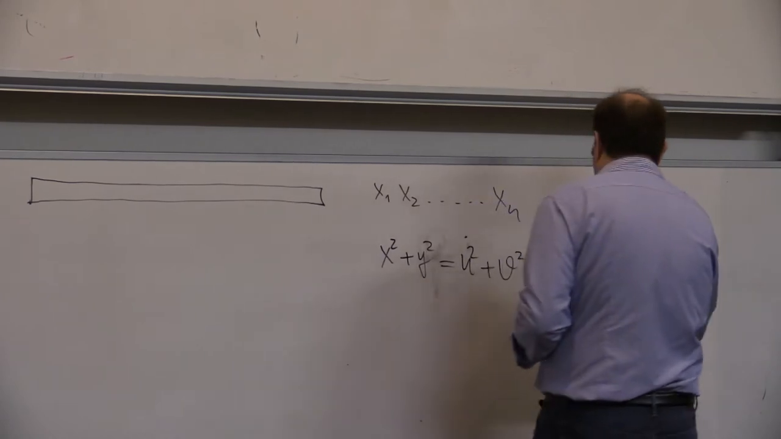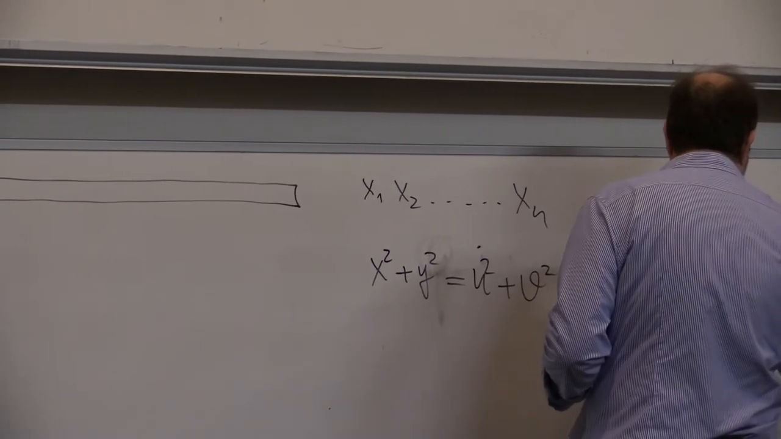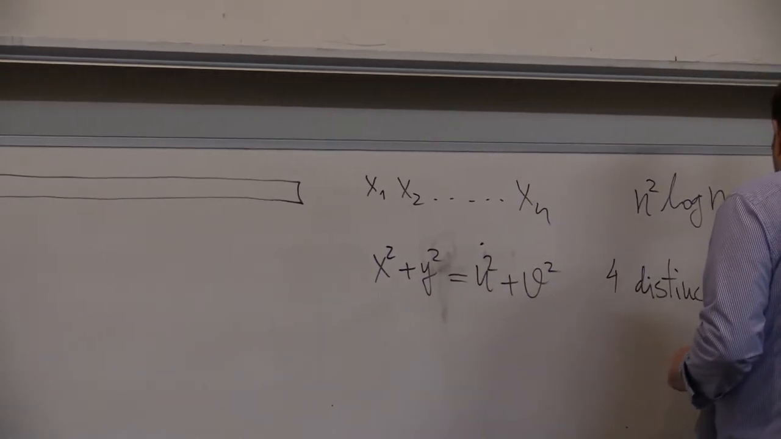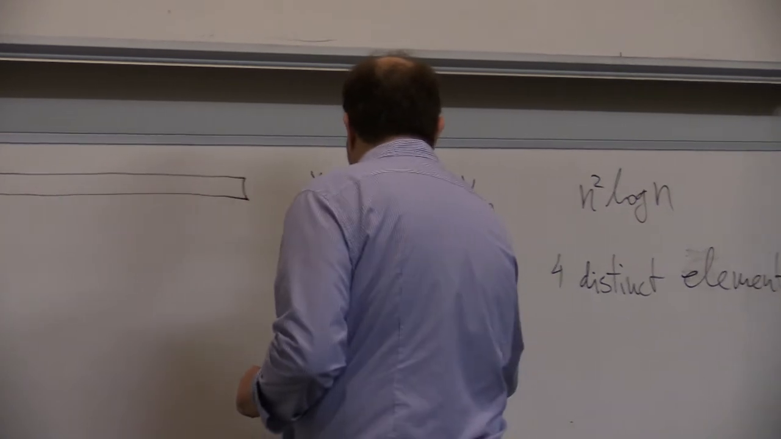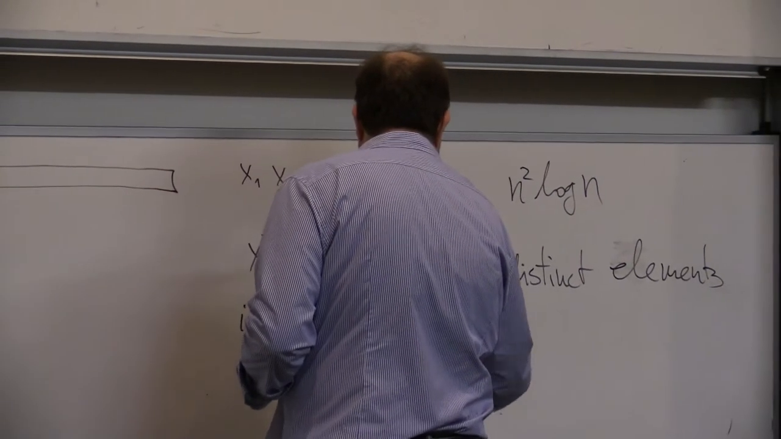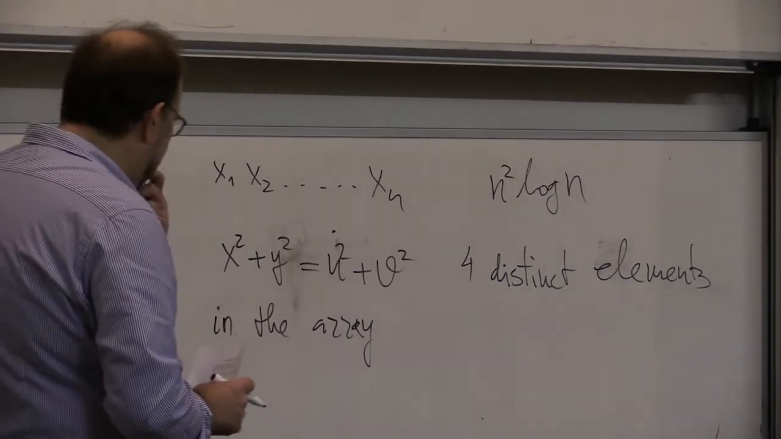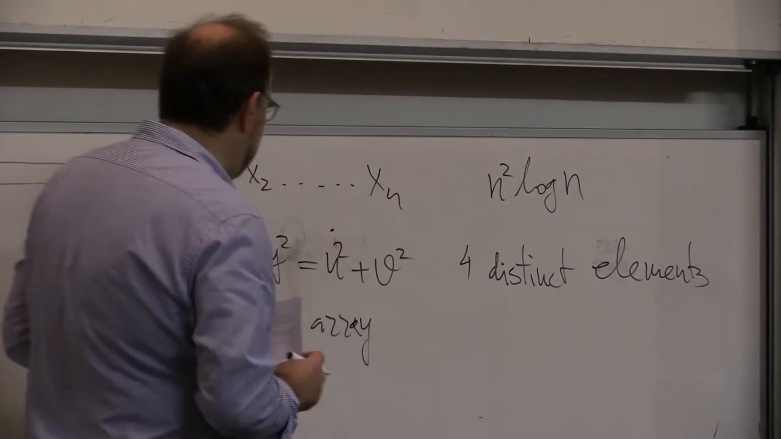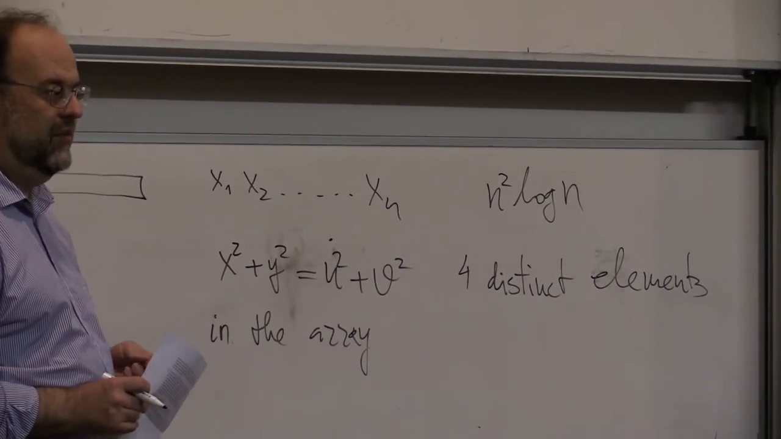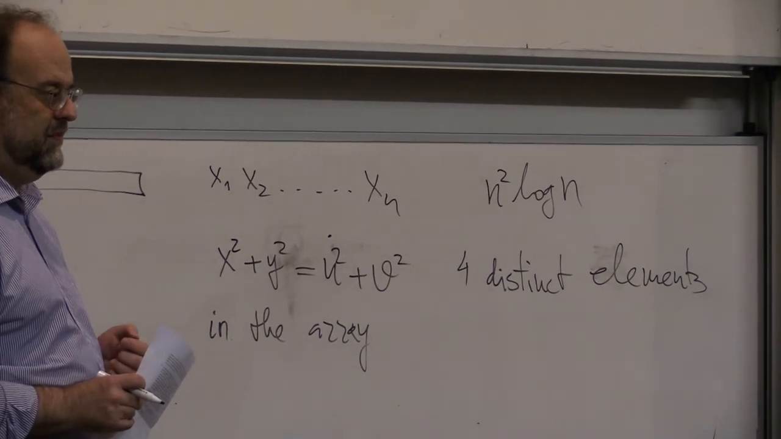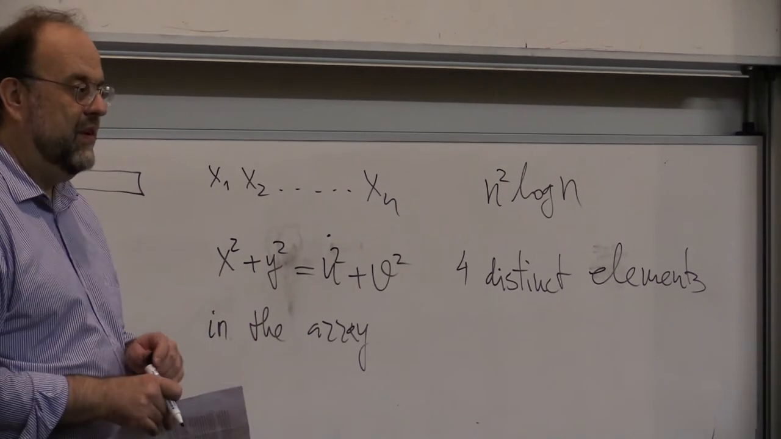So four distinct elements in the array, such that this holds, but in time n squared log n. What time would a brute force argument run in? If you just tried all quadruples, what's the complexity?